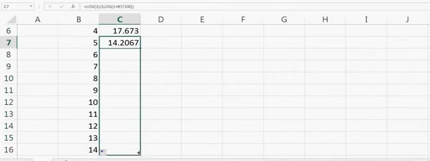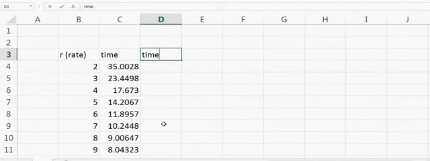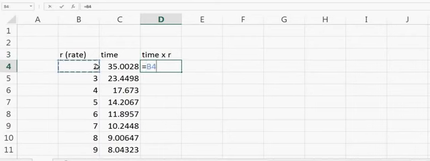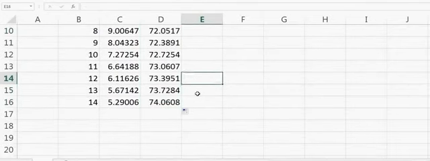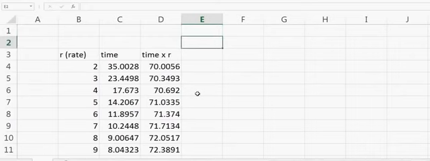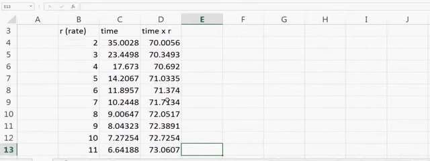Right? So now if you look here, then if you multiply time with r, that will be equal to 2 into 35, so that is 70.0056. So this is very close to 72. So if you keep doing this, you will see that all the numbers are close to 72. So 70.3, 70.6, 71.